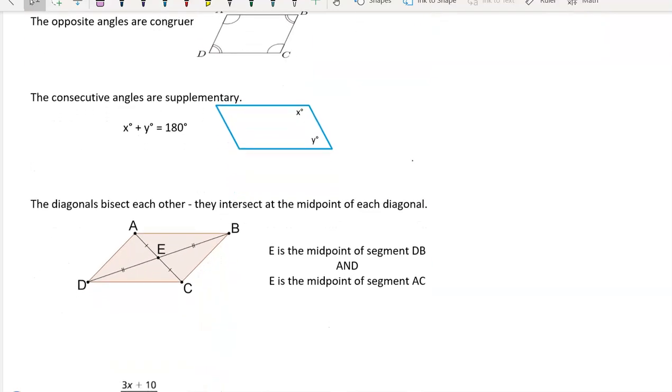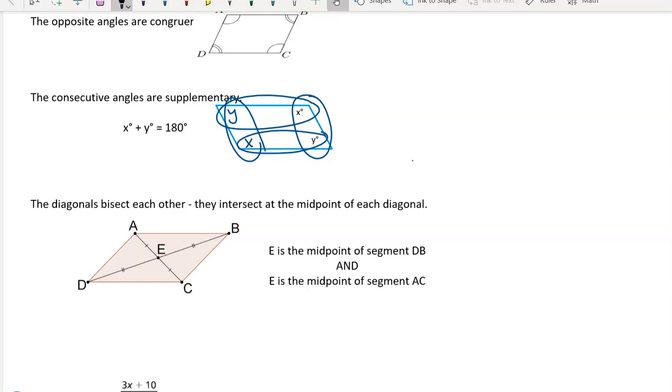The consecutive angles are supplementary. So X and Y are going to have a sum of 180 degrees. And since we know that this would also be Y and this would also be X, these two are going to be supplementary. These two will be supplementary. These two, any two, sometimes they're called consecutive, sometimes they're called adjacent. Either way works. And then the last thing is that the diagonals bisect each other.